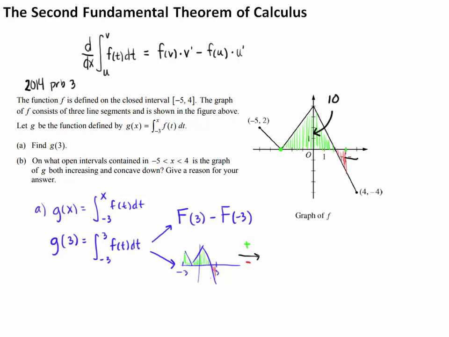This value right here, we've got a width of 1. The height sure looks like it's going to be 2. So 1 times 2 is 2. Cut in half is 1. So I've got 10 plus a -1, which will give me 9. So g of 3 is equal to 9. Now notice we didn't use the second fundamental theorem of calculus on there.